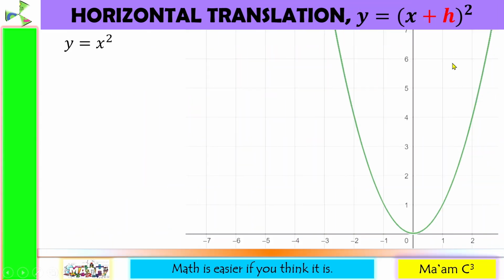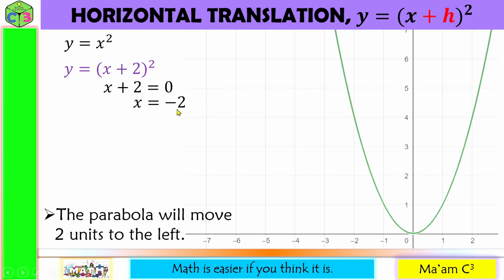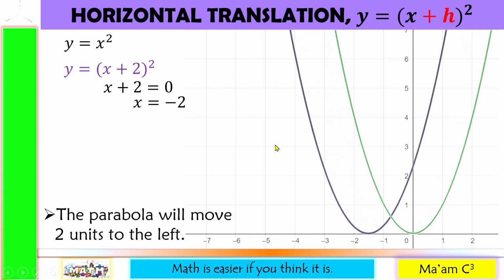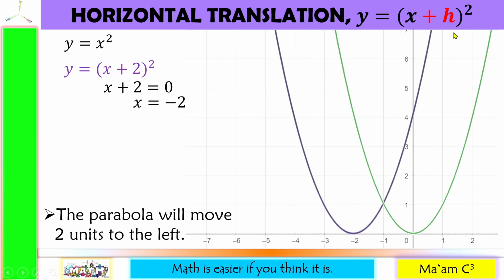Let's have another one. What if we have plus h? Let us say we have y is equal to (x plus 2) squared. Same process, we're going to solve for the value of x here. x plus 2 equals 0. Moving this on this side, x equals negative 2. So what do you think will be the effect of having plus h here? Your guess is right. This time, the parabola will move to the left. By how many units? By 2 units. So now let us move our parabola going to the left by 2 units. There you have it. This is the parabola of y equals (x plus 2) squared.